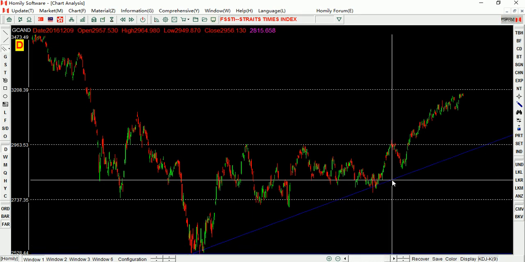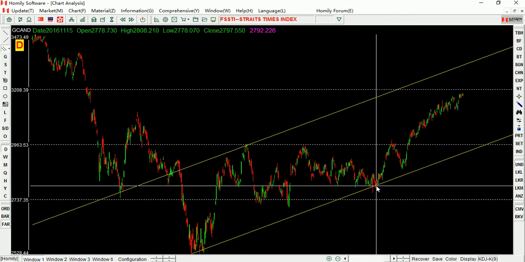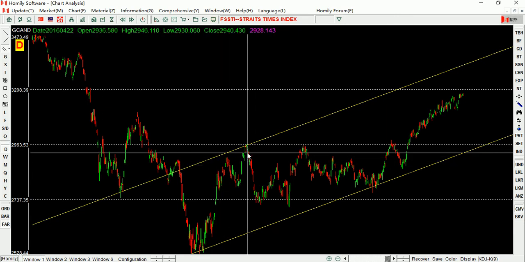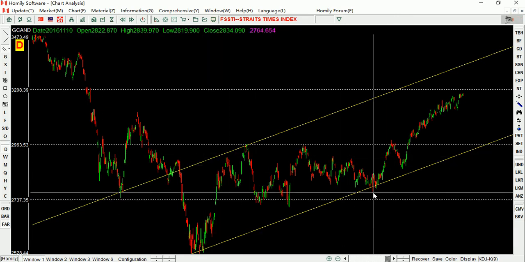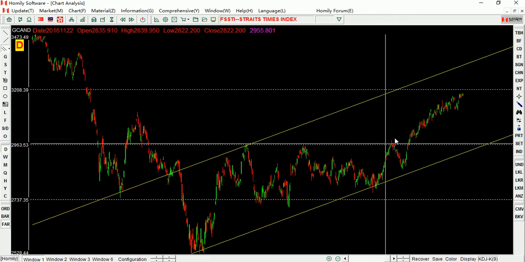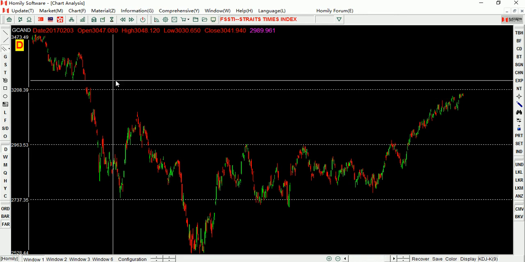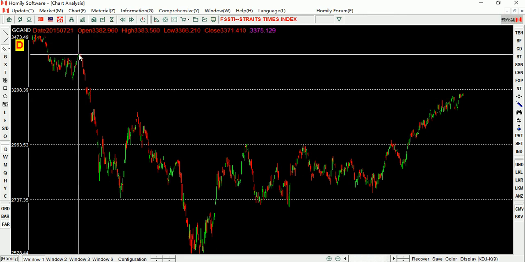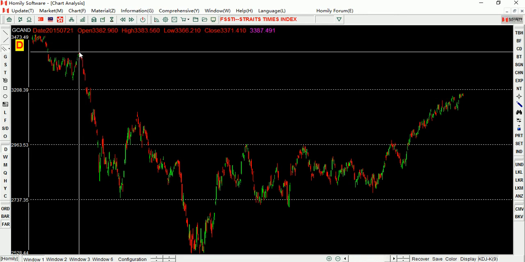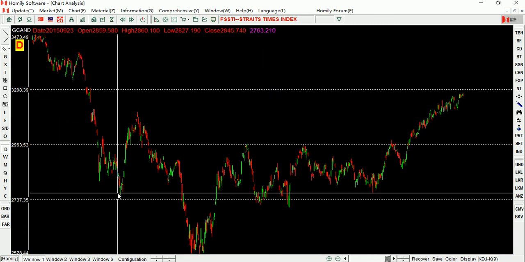We can connect one low point to another low point and find the high point between these two low points, then you can get the trend line. So if you see the trend, you should know that for the current market, the trend is still an uptrend, okay?